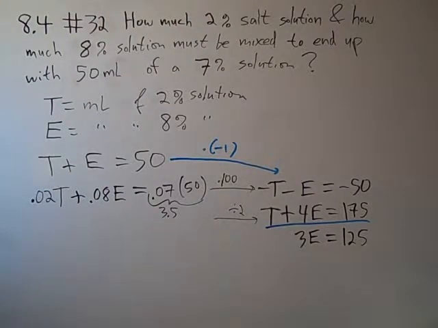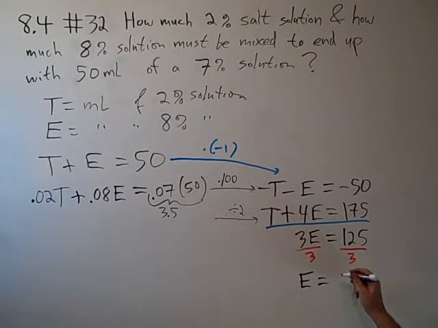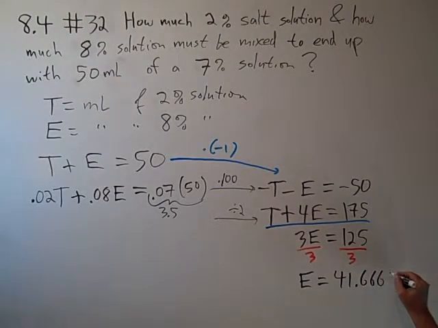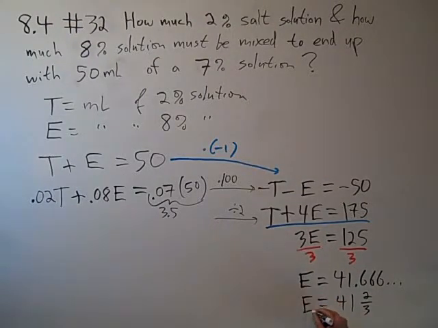Dividing both sides by 3, we get that E is equal to 41.66, the 6's keep going forever. So this is equal to 41 2/3. That's in milliliters. So that's how many milliliters of the 8% solution we need.